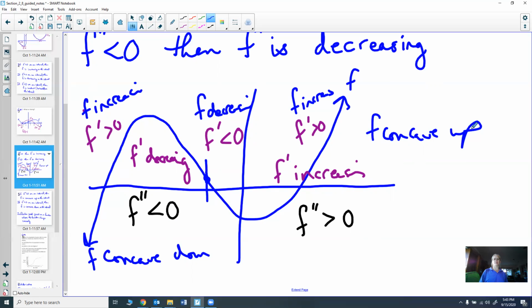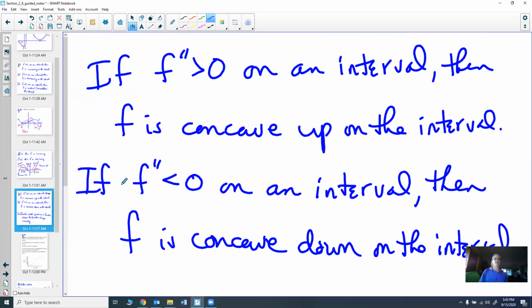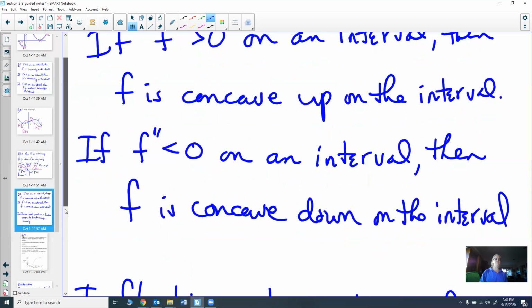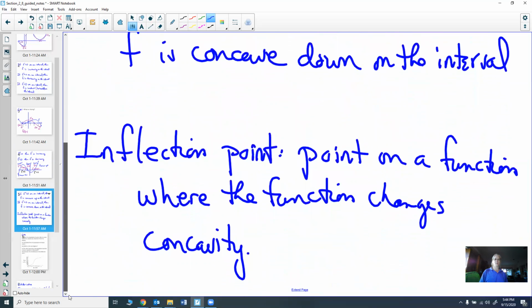The easy way to remember this is up things are positive things, so therefore your second derivative would be positive. Down things are sad things, and they're negative things, so the second derivative would be negative. We can write this all down. If f double prime is positive on an interval, then f is concave up on the interval. And if f double prime is negative on an interval, then f is concave down on that interval.